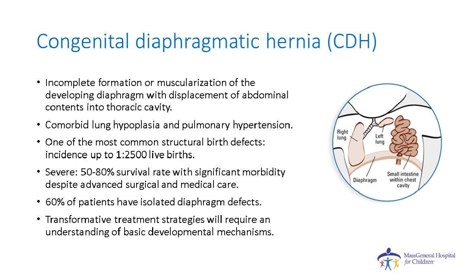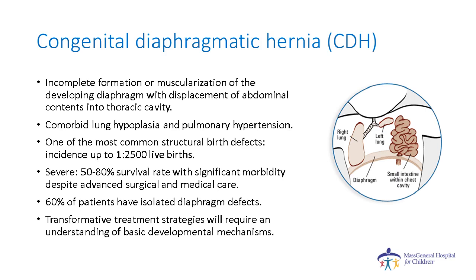So first I want to give everyone a background about what congenital diaphragmatic hernia is. I'm going to use the acronym CDH throughout this presentation because it's less of a mouthful, but this is a birth defect that results in incomplete formation or muscularization of the developing diaphragm with displacement of the abdominal contents into the thoracic cavity. It is a severe birth defect, and that's really because these babies have comorbid lung hypoplasia and pulmonary hypertension, and that's the major cause of morbidity and mortality in these infants.